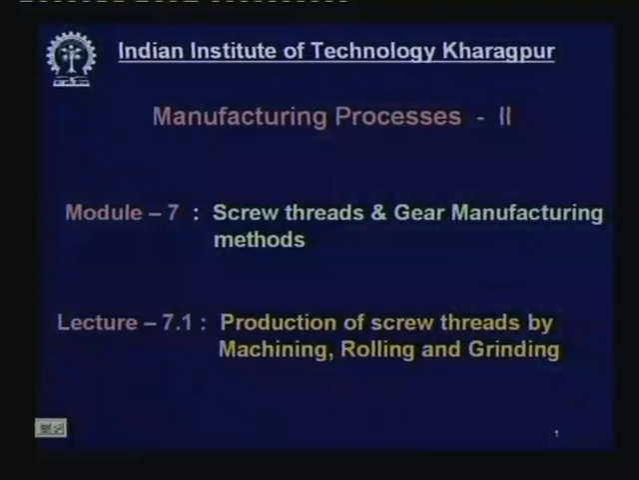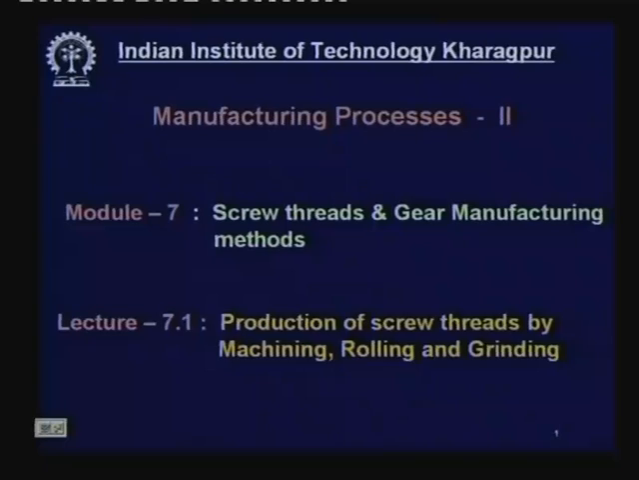Now, we are going through module number 7, the manufacturing of screw threads and gears. Today's lecture number 7.1 will be production of screw threads by machining, rolling and grinding. Of course, the threads are produced by different methods, but mostly by machining, rolling and grinding.